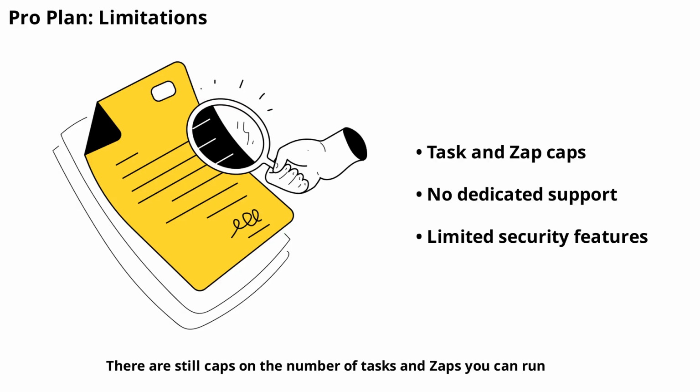There are still caps on the number of tasks and Zaps you can run, though they're much higher than the Basic plan. Some enterprise-level features, like advanced security and dedicated support, are reserved for the Enterprise plan. If your business is scaling rapidly or has strict compliance needs, you may need to consider upgrading.